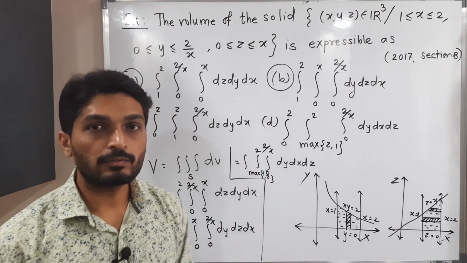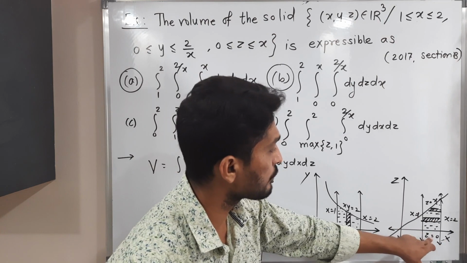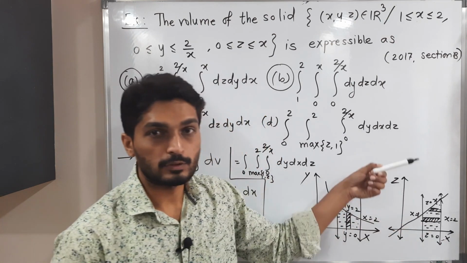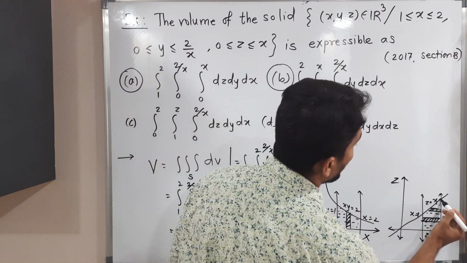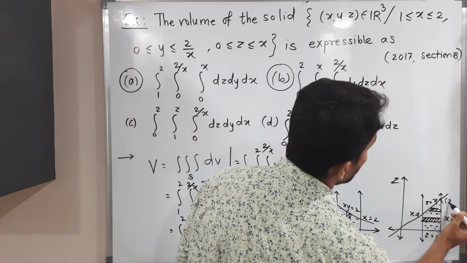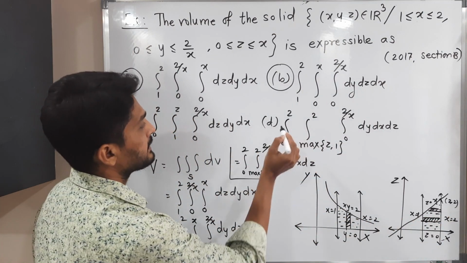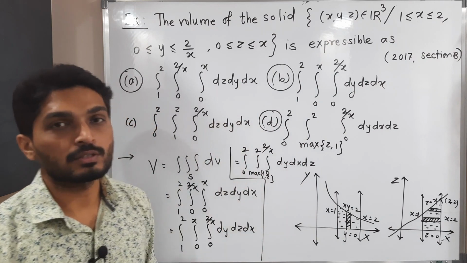After that, we have to find the limits of z. Z varies from z equals 0, and the strip will move like this, from bottom to top. It will reach up to this point where the value of z is 2. So this point is (2, 2). That's why 0 to 2. So this option is also correct. So we have got that these three options are correct answers.